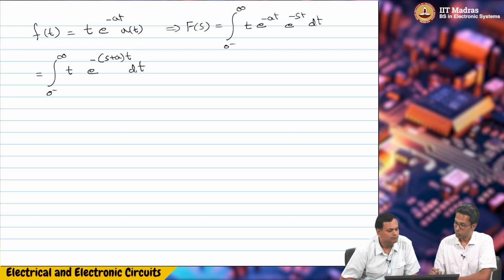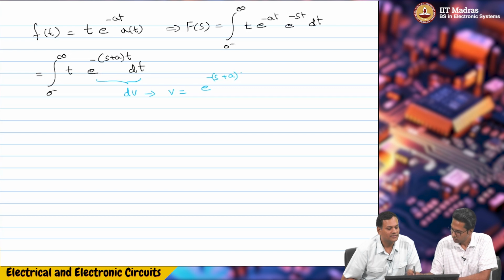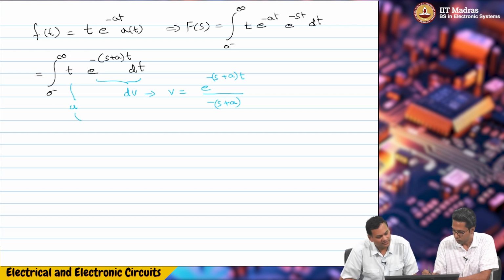Okay. We have to use uv again. You can never get away from that so easily. So this is our dv, and t is u. So if this is dv, v is e power minus s plus a times t divided by minus s plus a. And t is u, so that means du is 1.